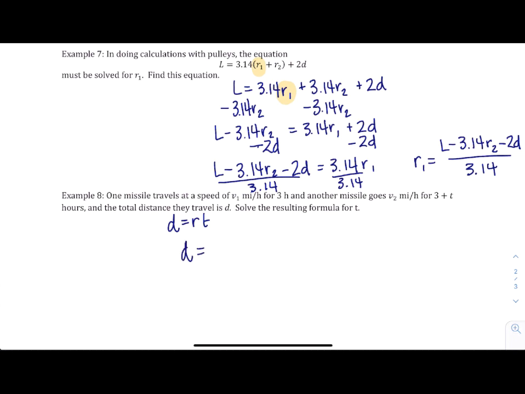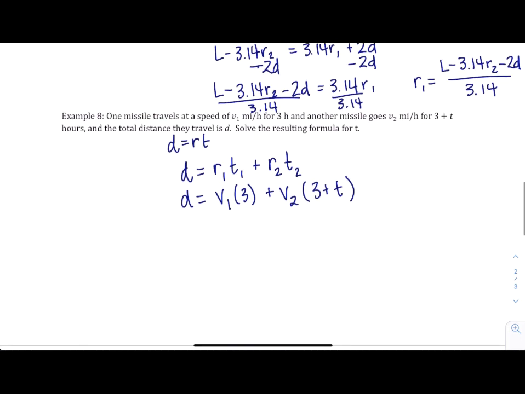The total distance is the rate for one missile and the time for one missile, and then add the rate for the other missile. So we know that the rate for the first one is v1 for 3 hours, and then the rate for the second one is v2 for 3 plus t hours. What we want to do here is solve for t.